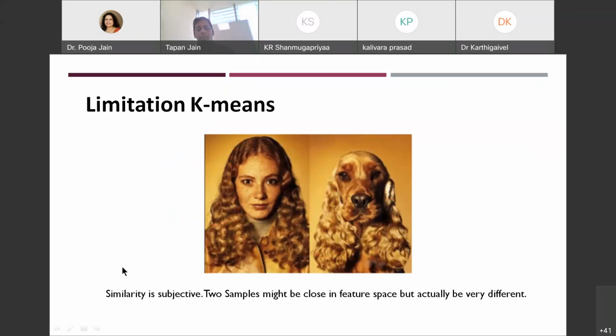Now, one more important thing is that if you compare these, they are very similar. In terms of this part, they are slightly similar, but actually they are very, very different. In the feature space they are very similar, but these are entirely different images. So that is the second limitation also.